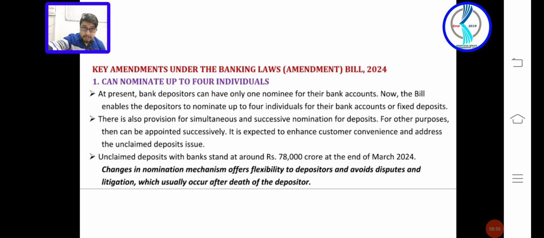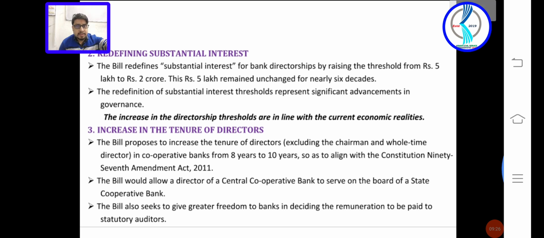Unclaimed deposits with banks stand at 78,000 crore at the end of March 2024. Just relate how much money is in the fund, and no one is claiming because of the faulty nominee concept, only 1 nominee. So changes in the nomination mechanism offer flexibility to the depositor and avoid dispute and litigation which usually occur after the death of the depositor. Fine.